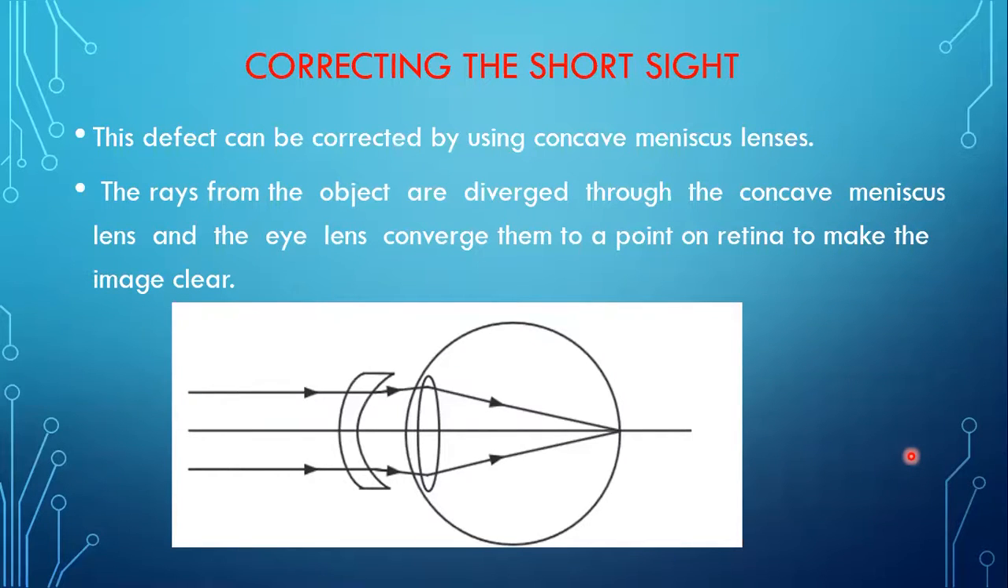This defect can be corrected by using concave meniscus lenses. The rays from the object are diverged by the concave meniscus lens, and the eye lens converges them to a point on the retina to make the image clear. You can see the concave lens here, so the focal point falls on the retina.